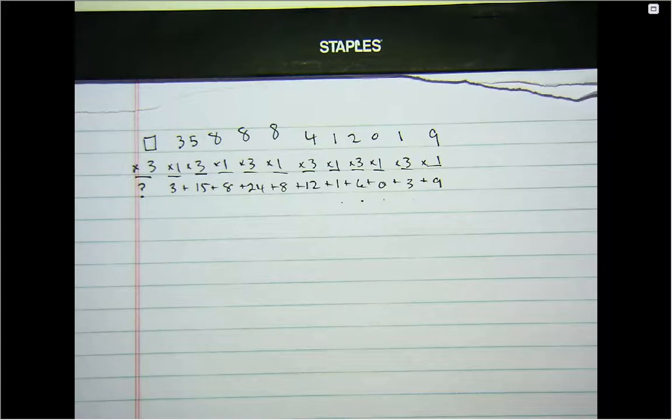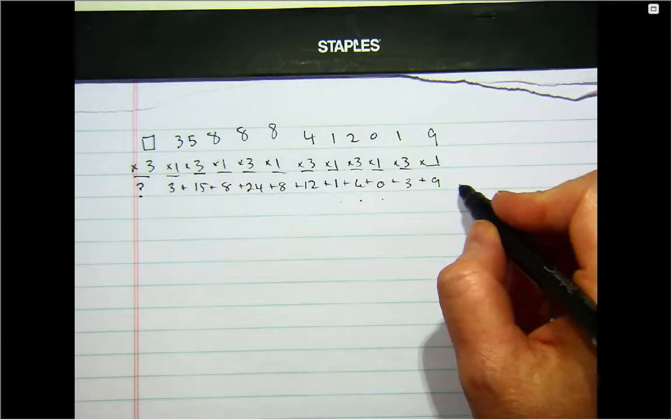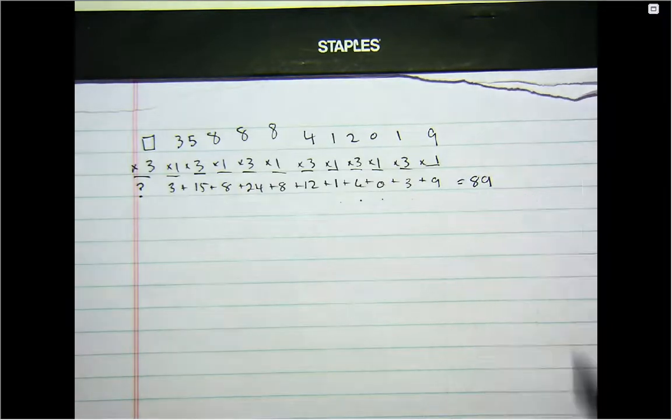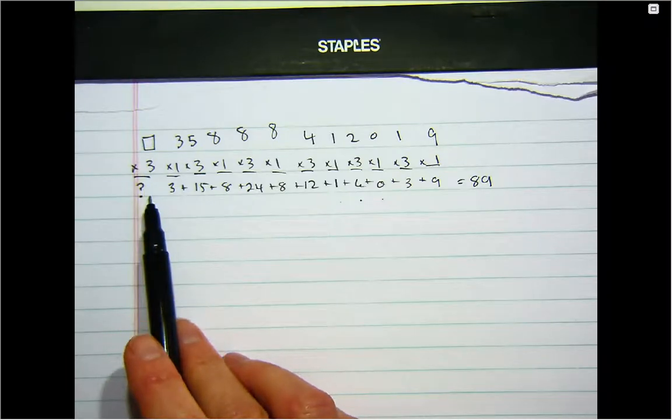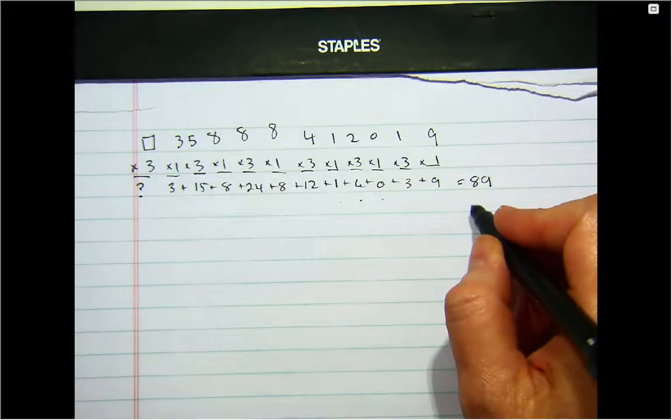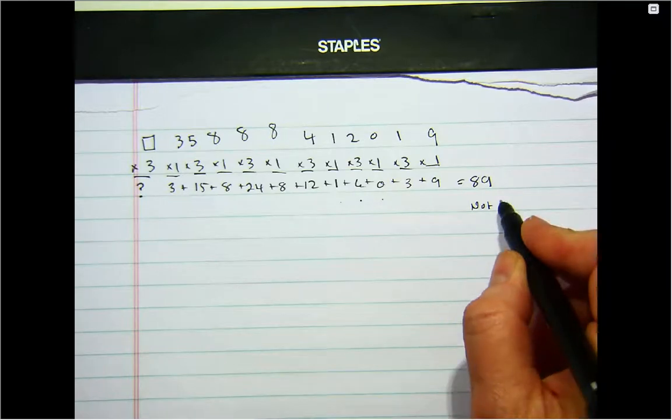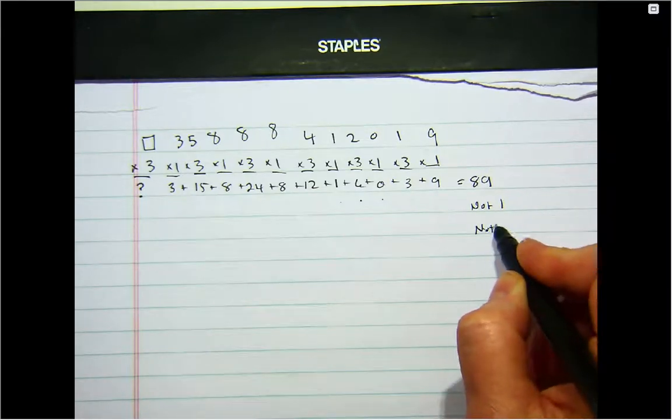And you double check what you typed in your calculator. Make sure you type that in right. So this adds to 89. We needed to add to a number that's ending in 0. Now it couldn't be a 1 here because you have to have 3 times something. So it's got to be a multiple of 3. So not 1, not 11, because that's not a multiple of 3.